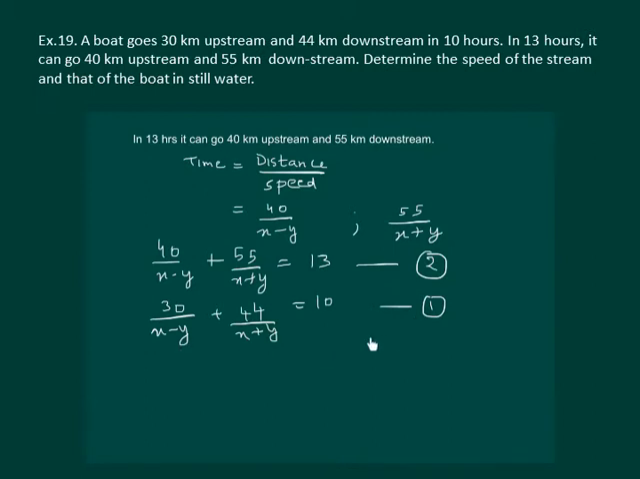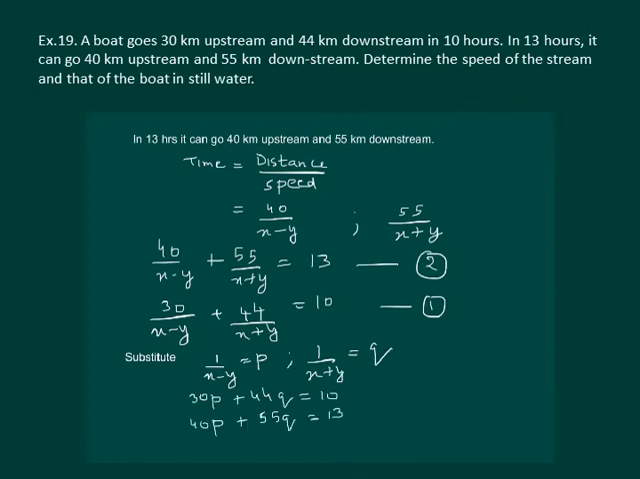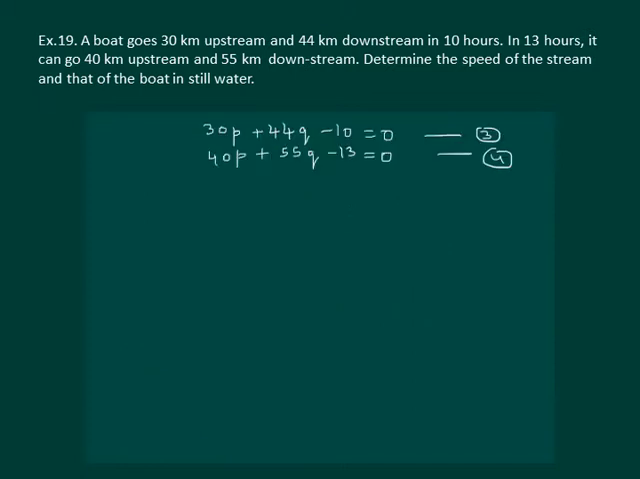Let us rewrite equation 1. Now if we substitute 1 upon x minus y equal to p and 1 upon x plus y equal to q, our equations become 30p plus 44q equal to 10 and 40p plus 55q equal to 13. Let us solve these two equations by cross multiplication method.